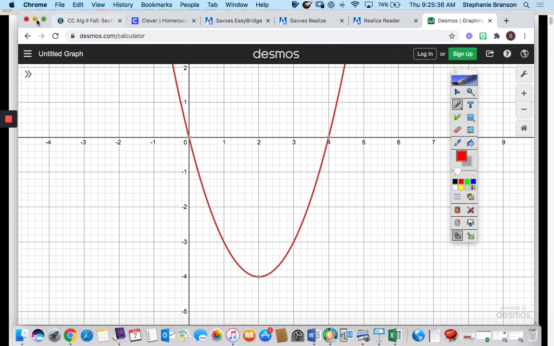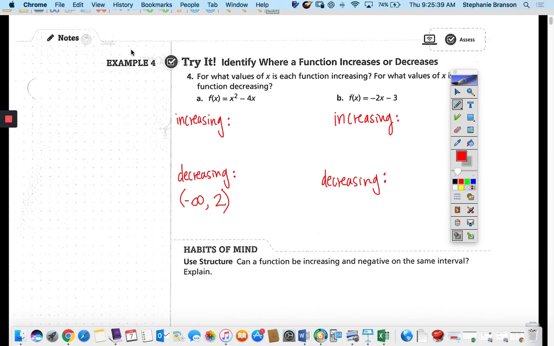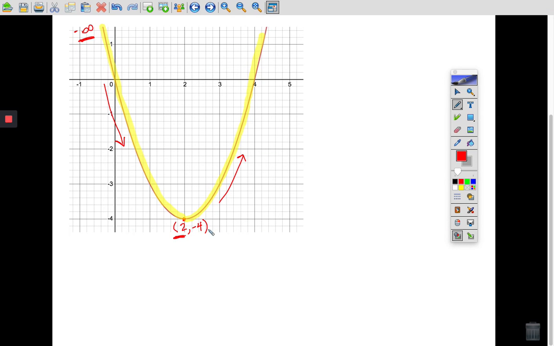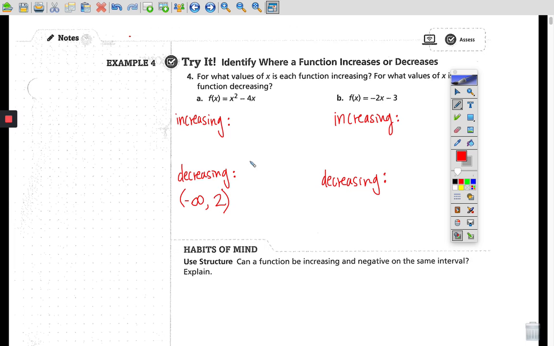However, at that minimum, I switched directions. And once I changed directions, I started increasing. So because I am increasing, I start at positive 2 and I finish increasing at infinity. So from positive 2 to infinity, I am increasing.